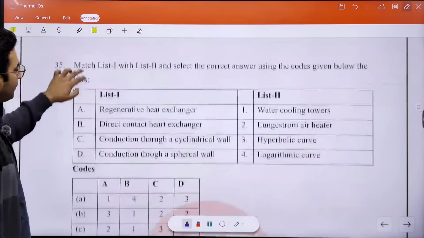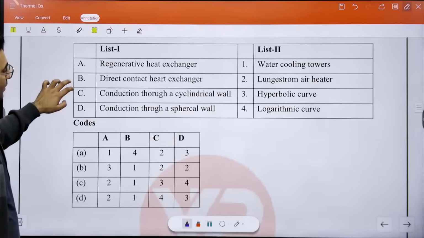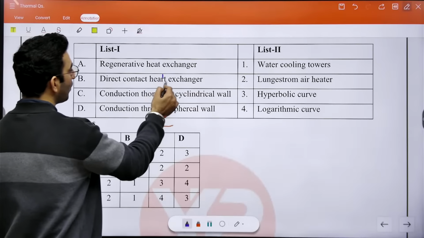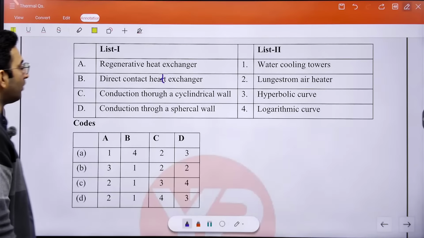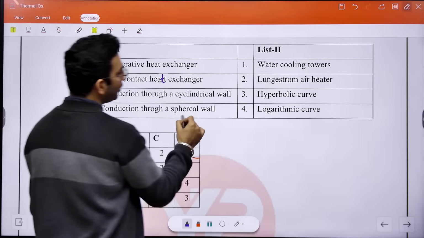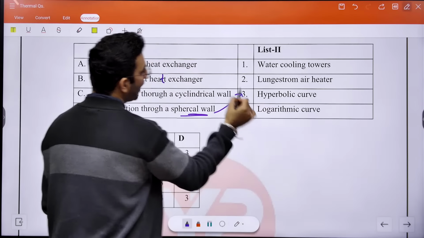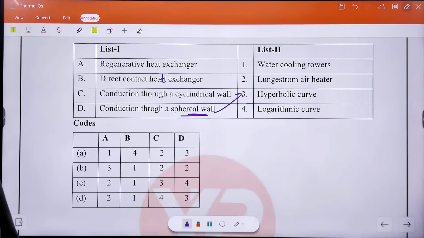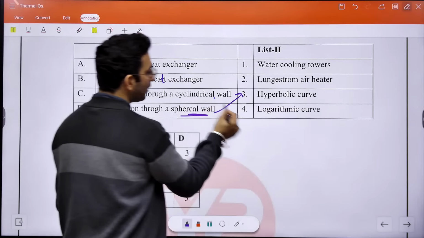Next question. Regenerative heat exchanger, direct contact type heat exchanger. Conduction through a cylindrical wall. First, conduction through a spherical wall is a hyperbolic curve. It is a hyperbolic variation here. Conduction through a cylindrical wall is a logarithmic variation here.